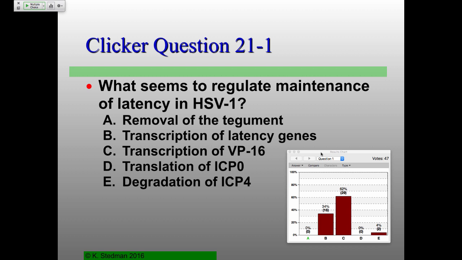The correct answer is transcription of the latency genes, because those are the LAT transcripts, the latency genes. And a couple of important things here, again, thinking about reading Stedman's questions for exams: it's maintenance of latency. So it's not making latency in the first place. It's keeping latency going. Okay.